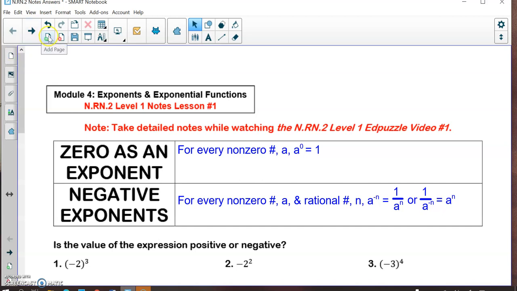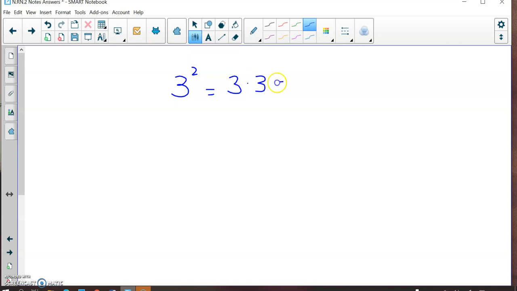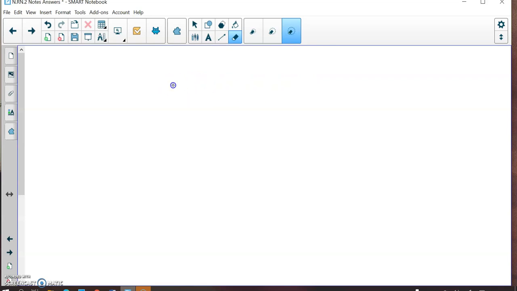But before we jump straight into that, I do want to give you guys an idea of how exponents work, because we have all known that exponents are repeated multiplication. So for example, 3 squared is the same thing as 3 times 3, which is 9. But you may not know that exponents are all about patterns. And so I'm going to show you exactly what the pattern is when we're using exponents.